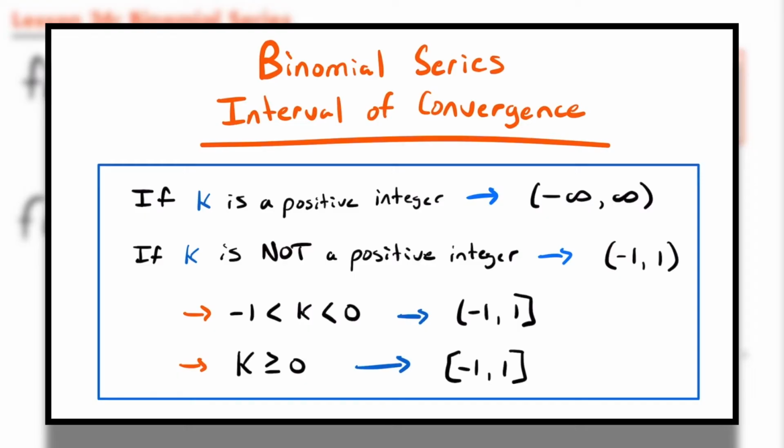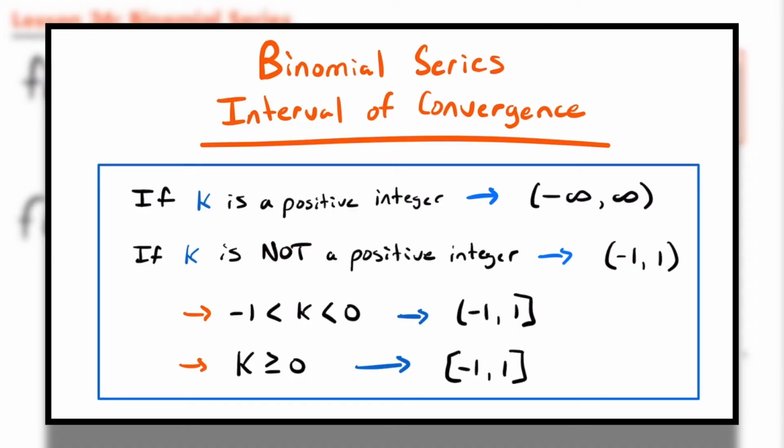Now let's say k was equal to -1/2. If k is -1/2, it's not a positive integer, and it's between -1 and 0. -1/2 lies between those two values, so this would be the interval of convergence. All right, but if k was +1/2, it's not a positive integer, but it is greater than or equal to 0, and so when k is 1/2, this would be our interval of convergence. All right, so hopefully that makes sense. That is how you determine the interval of convergence for a binomial series, depending on what the value of k is.